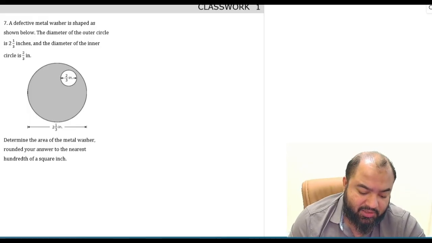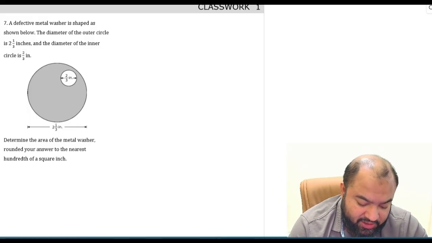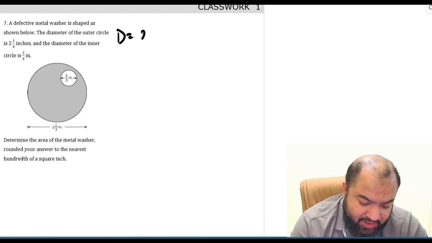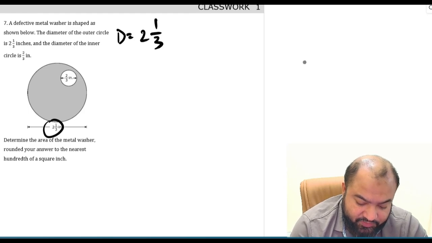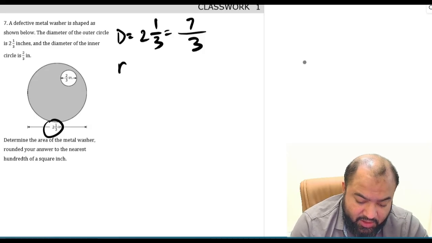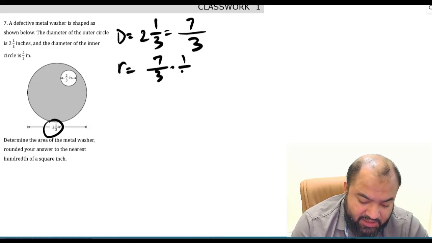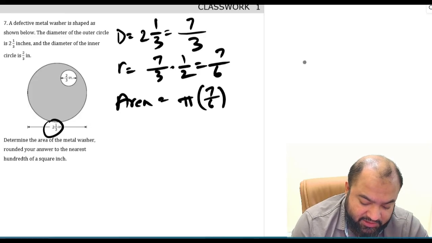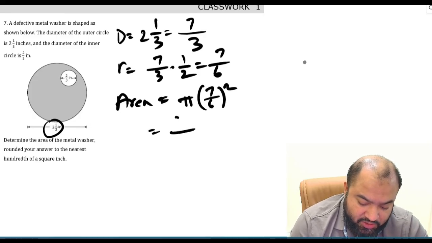Number 7, a metal washer is shaped as shown below. So the diameter of the outer circle and the diameter of the inner circle. So, okay, this one is easy. So let's find, the big diameter is 2 1/3 here. So make it improper, 7/3, radius 7/3 times half, 7/6, area pi times 7/6 squared. So that's 49/36 pi.